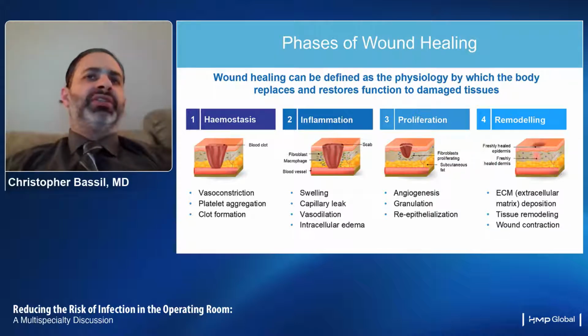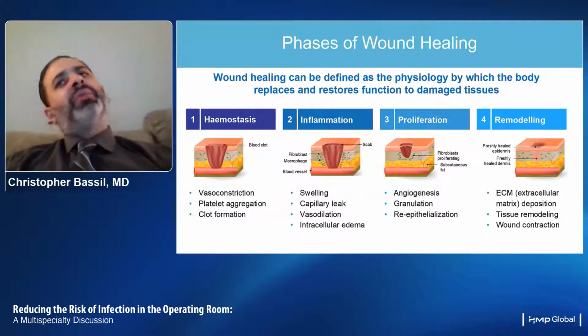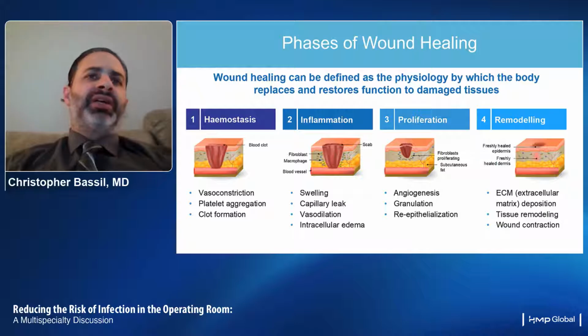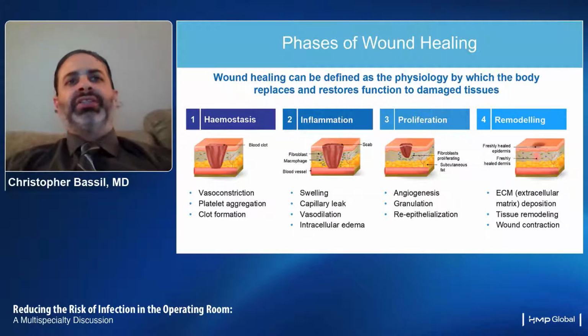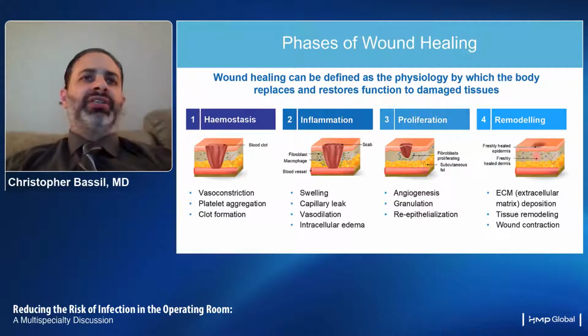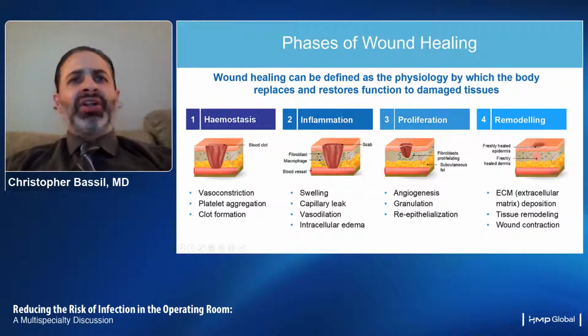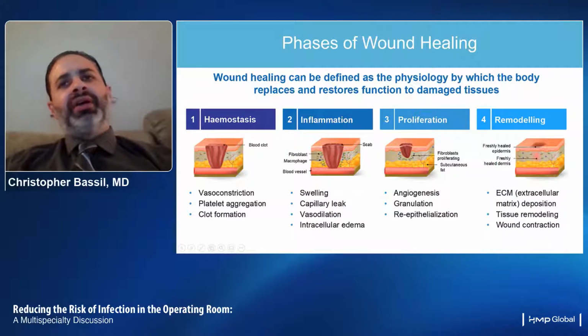And then you move on to the stage of proliferation and remodeling. These are a dynamic process. These both occur hand in hand together. So proliferation is angiogenesis, granulation, and reepithelialization. And remodeling is basically deposition of that extracellular matrix, the fibrin deposition, the tissue remodeling, and the wound contraction. And these are all a dynamic process that can be moving both forward and backwards.